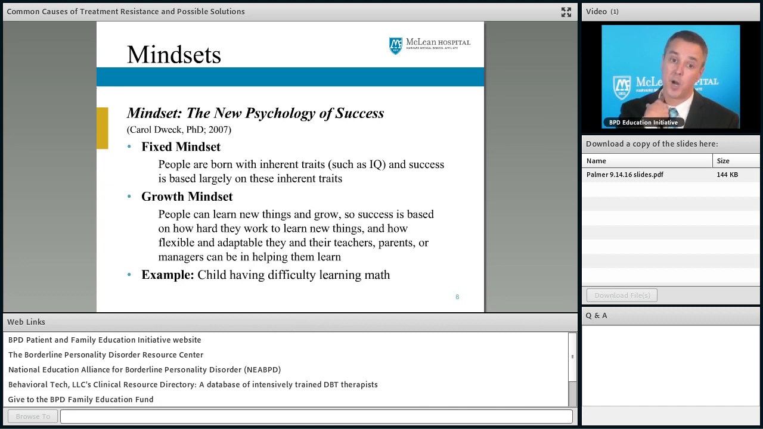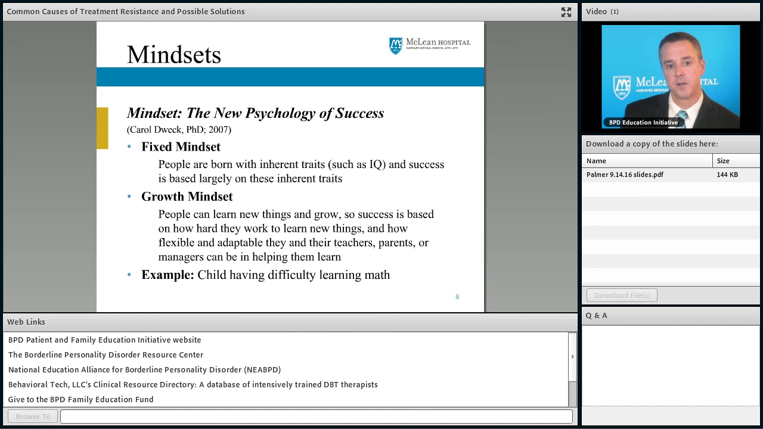So I want to speak a little bit about a book by Carol Dweck. It's titled Mindset, the New Psychology of Success. And it's really a book that is primarily geared toward educators. It's about teaching children in school.